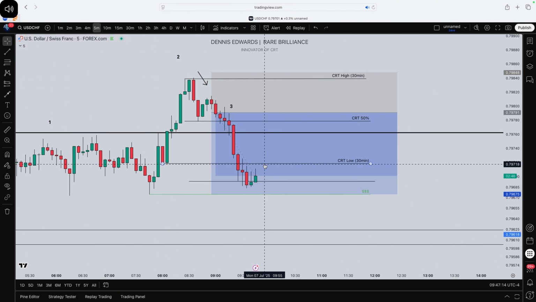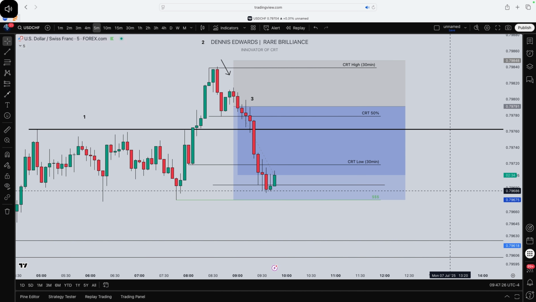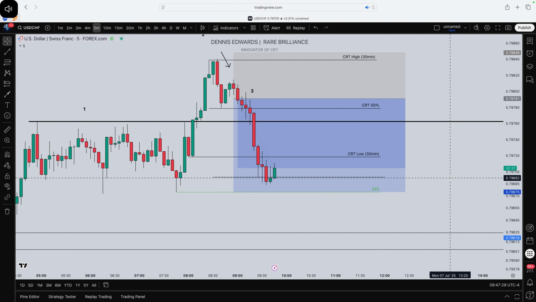So I want to aim to see this area. I want to aim to see price stay underneath this low. Best case scenario.